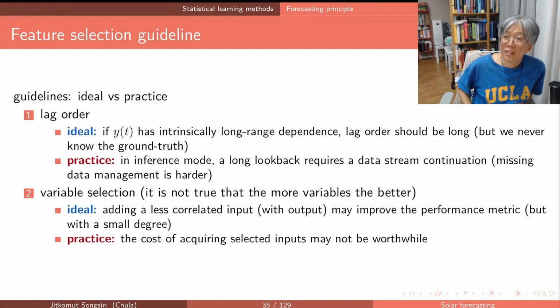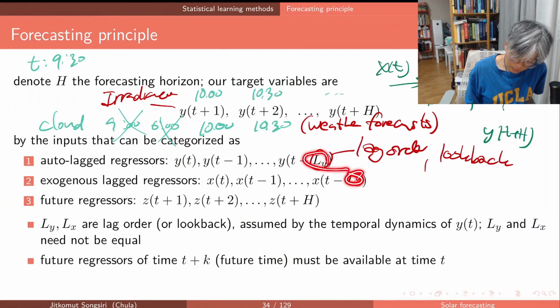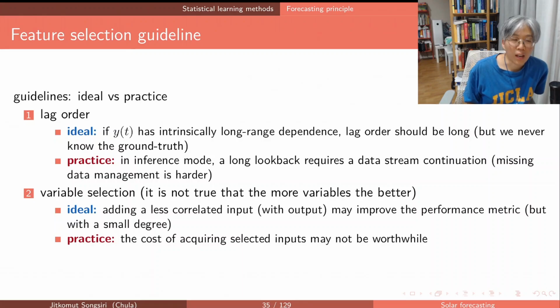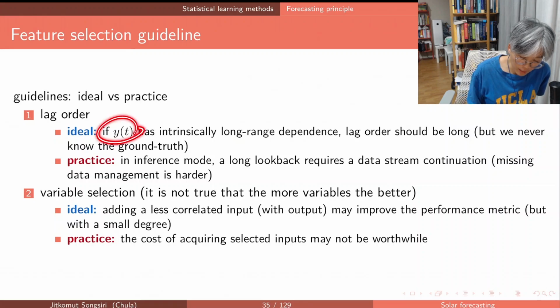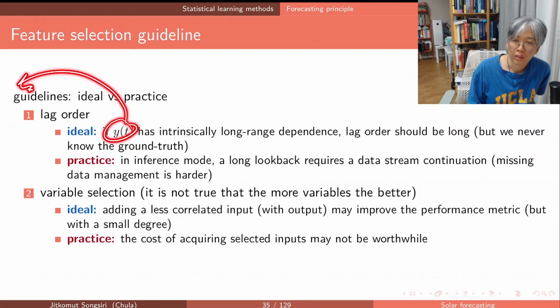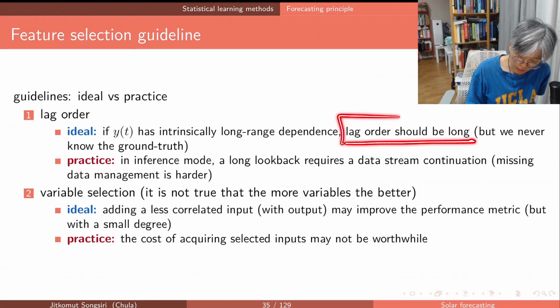I have some guidelines on how to choose the lag order and how to pick the variable. These guidelines are from the principle versus the practical guideline. For the lag order, or the look back, if naturally your time series Y has long range dependence, it means that Y_t could depend on the past value, like very past value. So the lag order should be long, right? In principle.